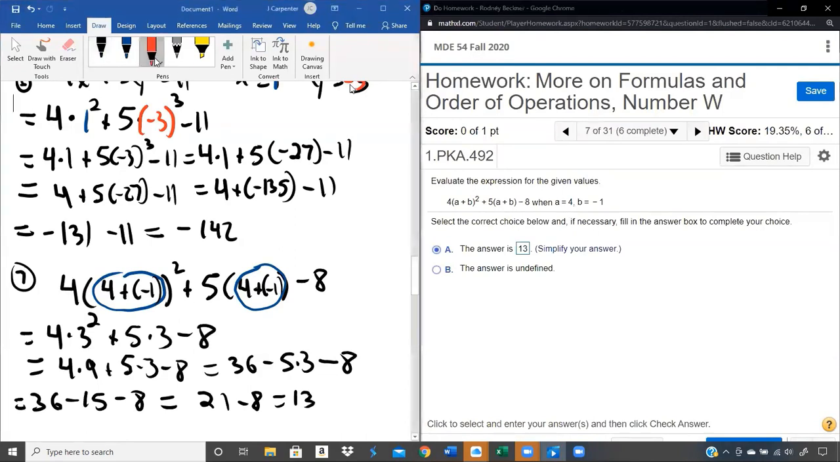It's right here. This was 4 times 9 plus 5 times 3. But then we switched it to a subtraction. So all we got to do is fix that to a plus. So let's make that a plus. So that should be a plus 15. And then all we got to do is just correct these last couple lines. So 36 plus 15, let's see what we get. 51. And then 51 minus 8 should give us 43.